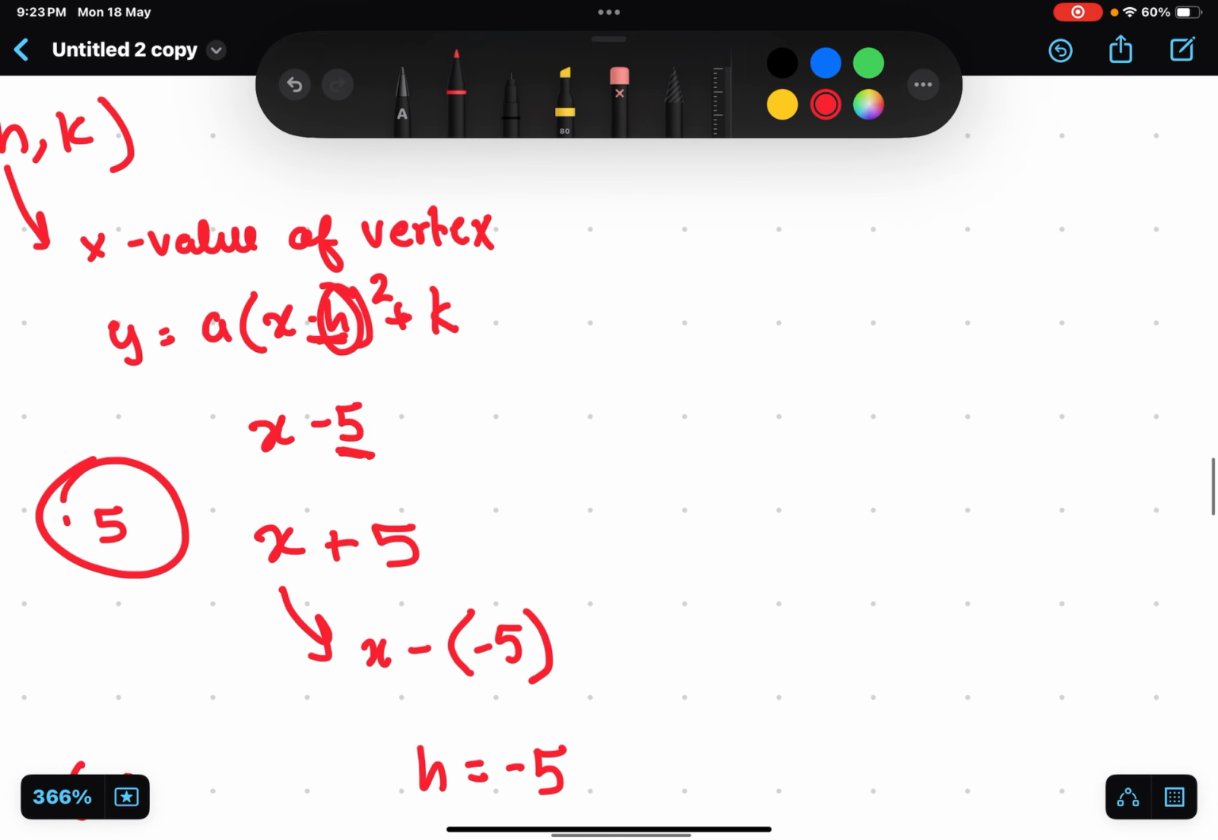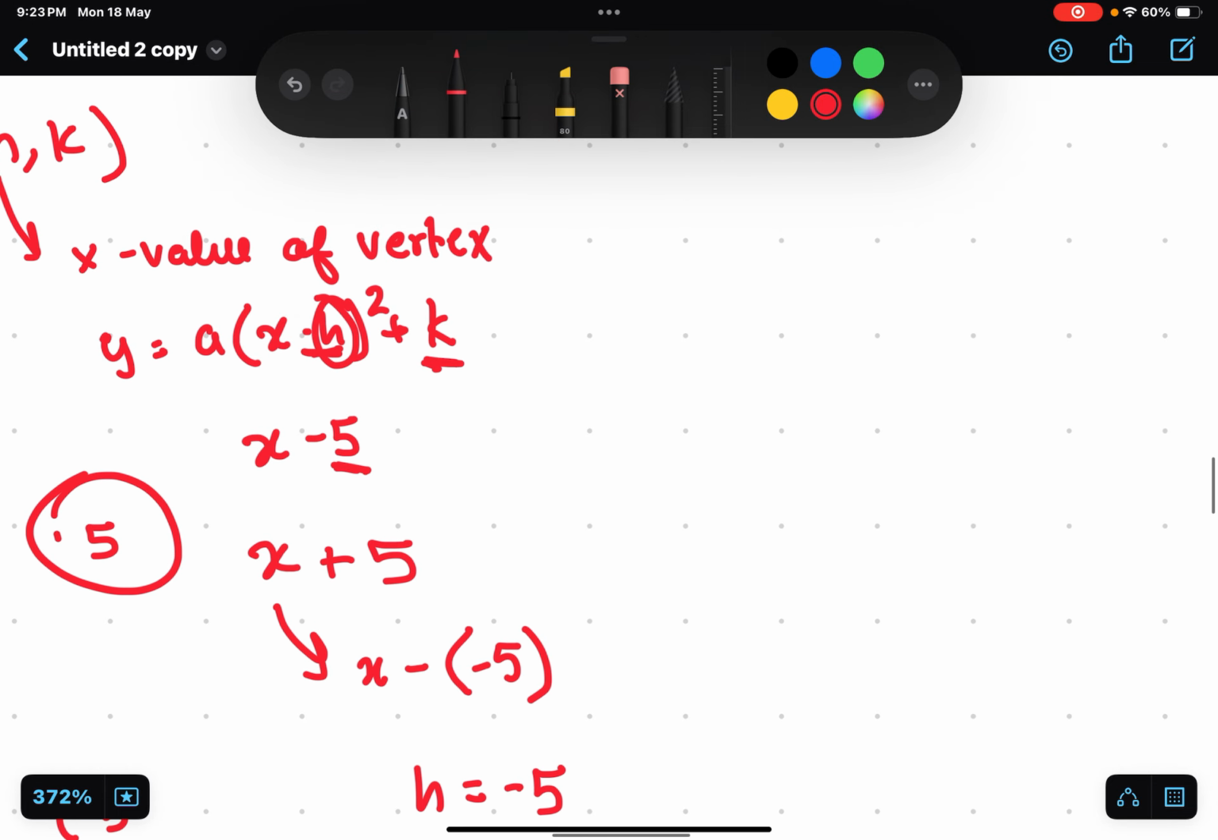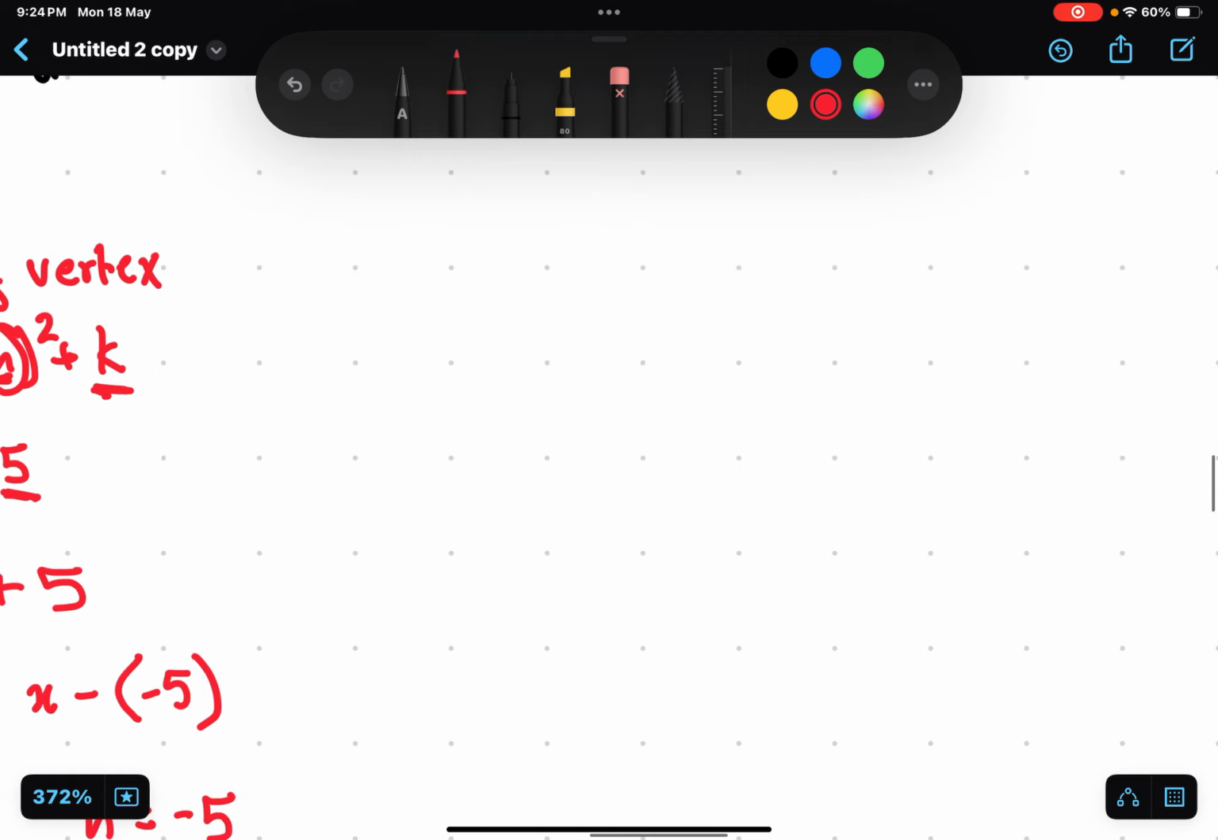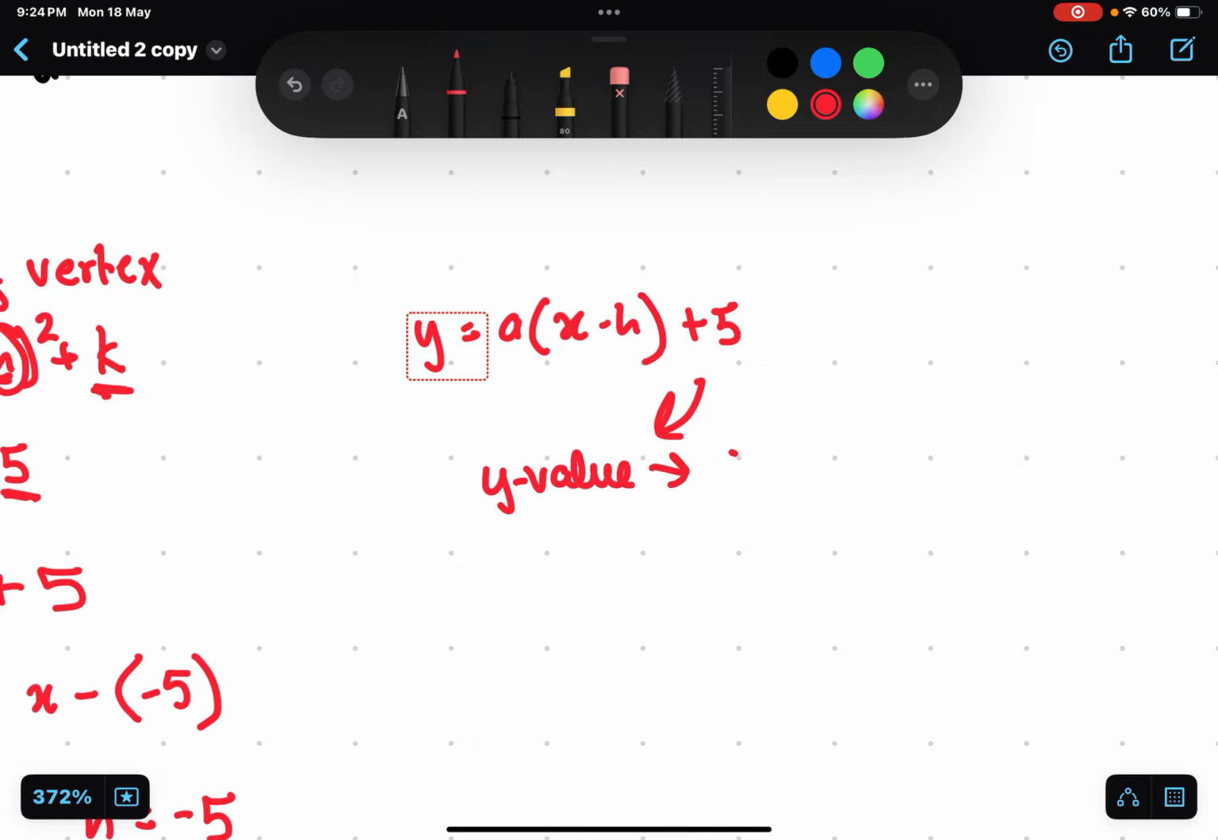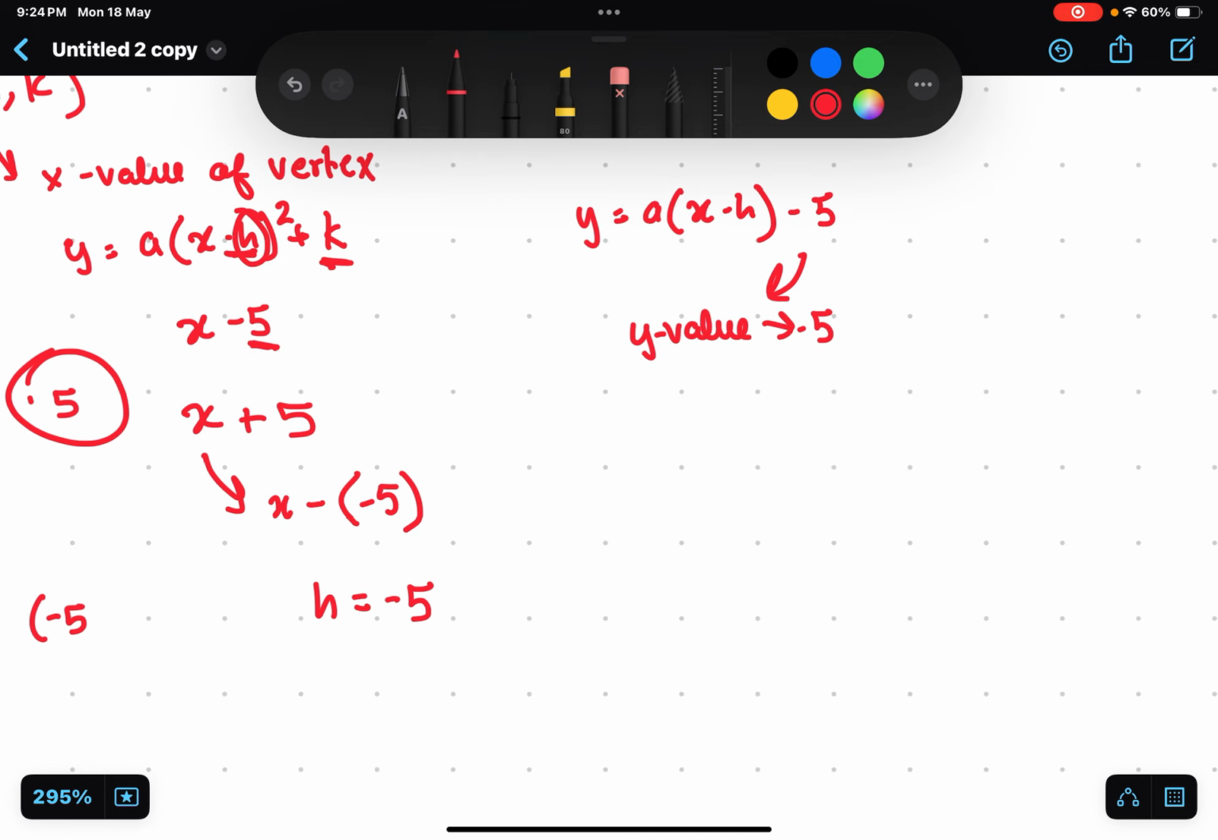However, this is not the case for k, which is the y value at the vertex. So if we had y is equal to a(x minus h) squared plus 5, our y value at the vertex would be 5. If it was instead minus 5, then our y value would be negative 5. That's basically what h and k really control.